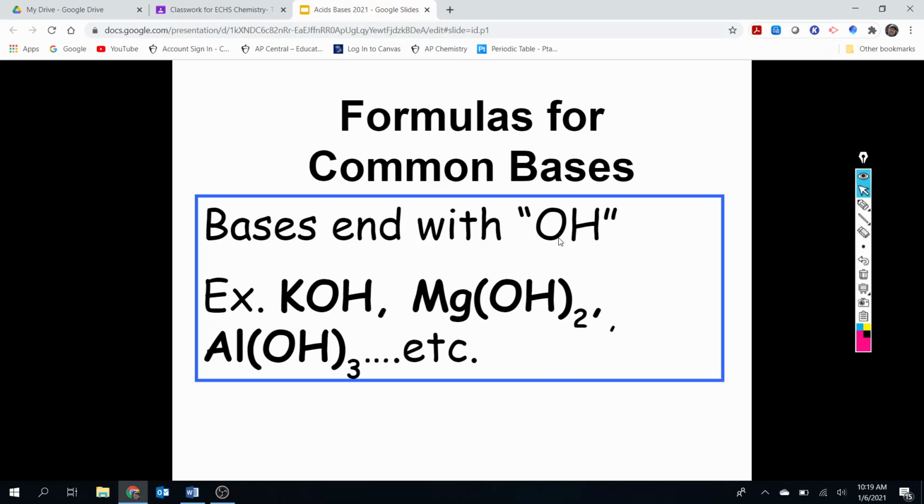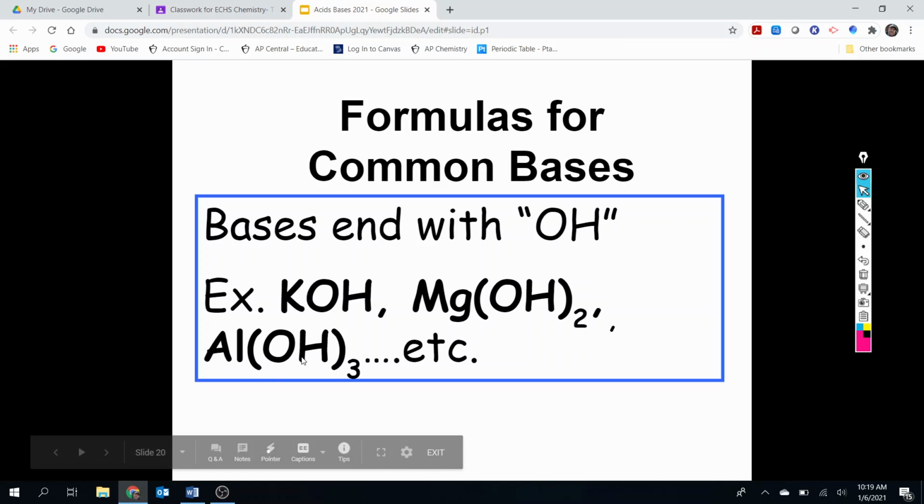Bases end with OH or hydroxide. So again, potassium hydroxide, KOH, Mg(OH)2, magnesium hydroxide, aluminum hydroxide, Al(OH)3. So again, just as starting with an H would make it an acid, ending with an OH almost certainly means it is going to be a base.